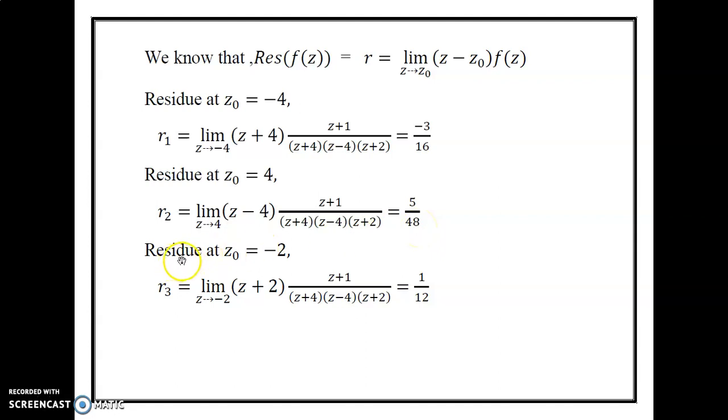Next, to find the residue at the point z0 equal to minus 2. R3 is nothing but the residue of f of z. R3 is equal to the limit as z tends to z0, which is minus 2, of (z minus z0), that is (z plus 2), into f of z. F of z is the given function. Z plus 2 cancels. Substituting z equal to minus 2, we get the value 1 divided by 12.